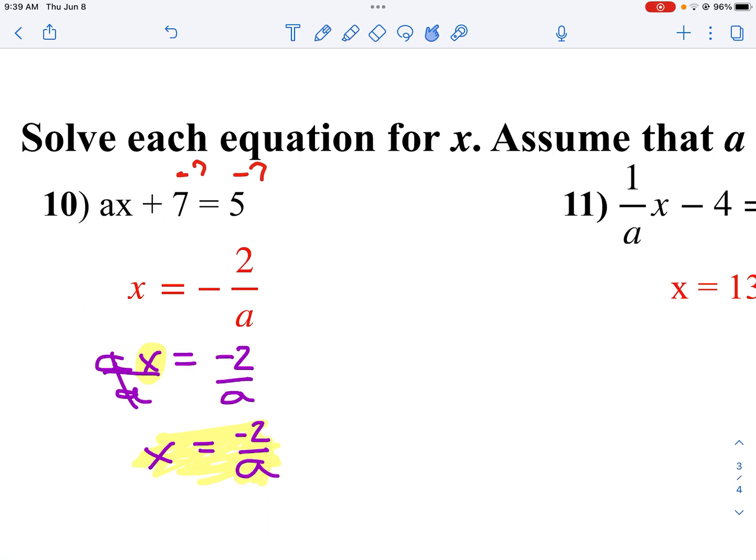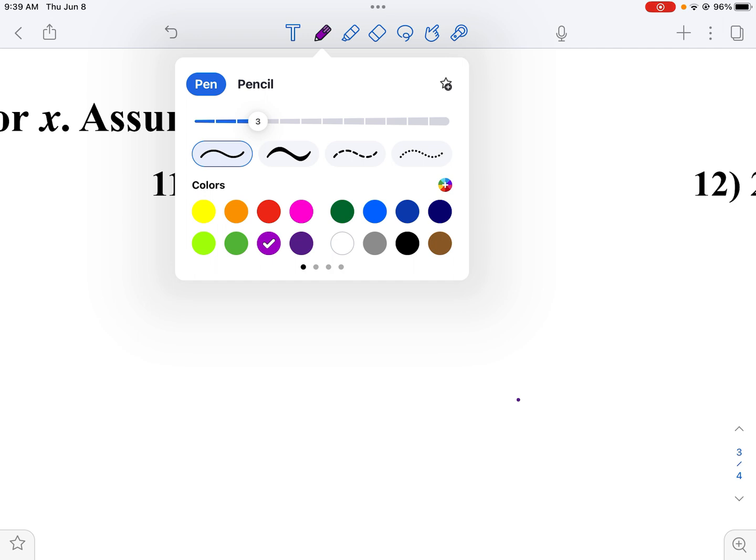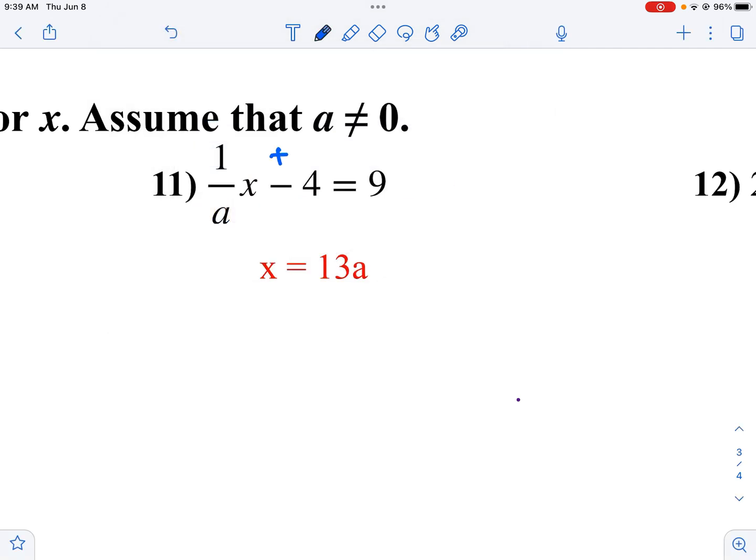Okay, let's take a look at number 11. I want to get x by itself again. So the first thing I'm going to do is add 4 to both sides. So I get negative 1. I take that positive 1 over a times x equals 13.